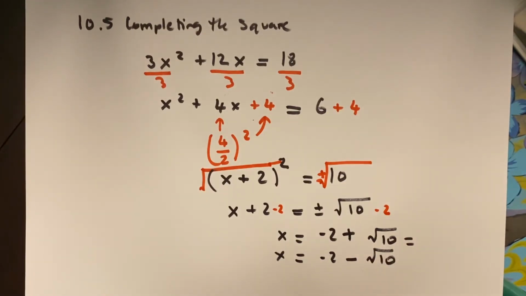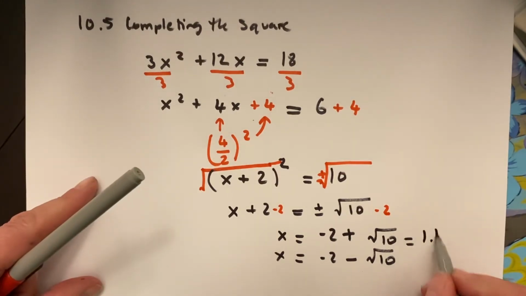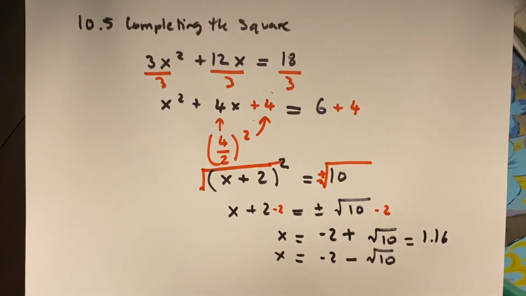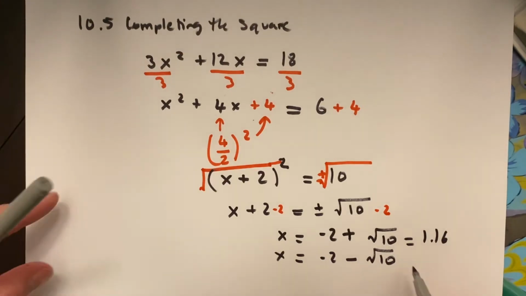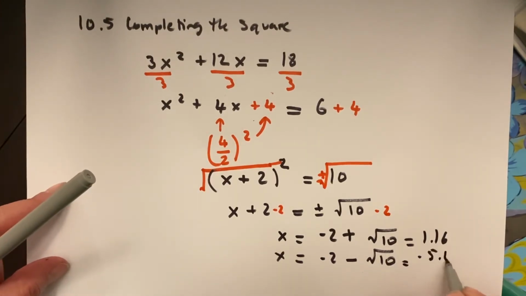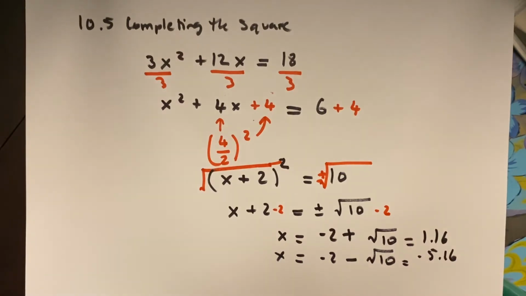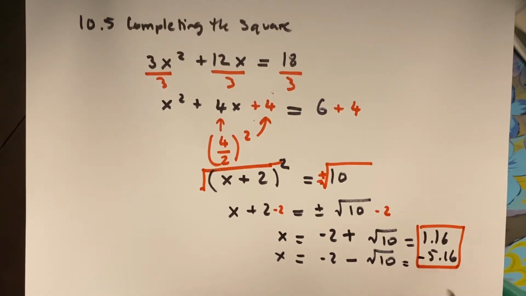If I add the square root of 10, I get 1.16. And I subtract the square root of 10, I get negative 5.16. And those are my 2 answers. So that is completing the square.